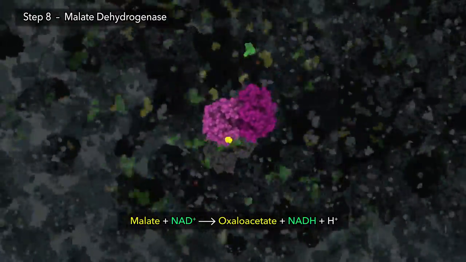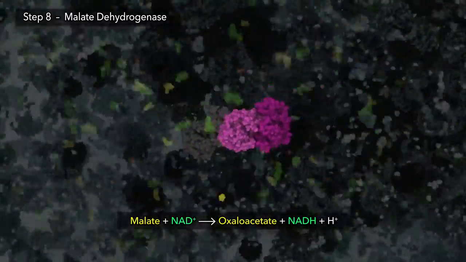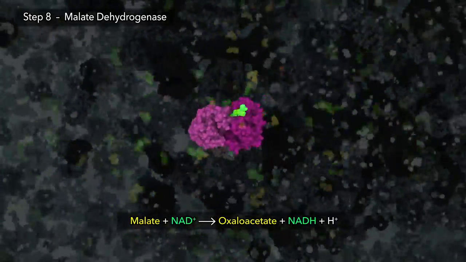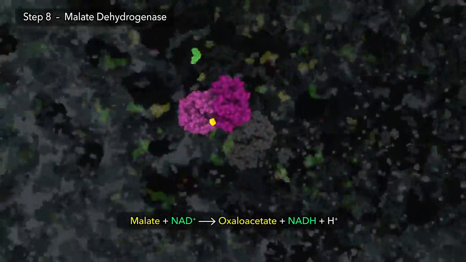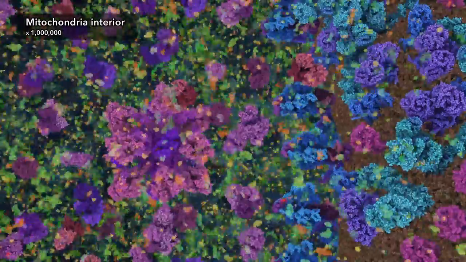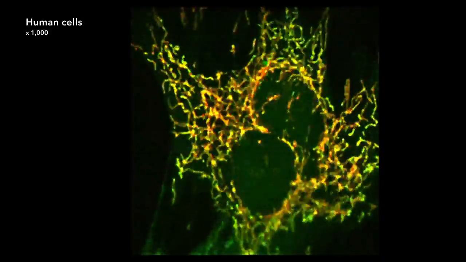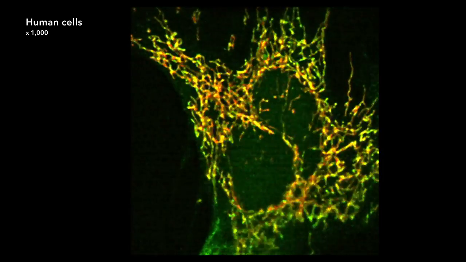Oxaloacetate can return to step 1 for another loop of the cycle, and is also an essential building block for making amino acids and the genetic code of DNA and RNA. At the center of cellular metabolism, the citric acid cycle generates both chemical energy and material for biosynthesis of the entire diversity of molecules found inside a living cell.